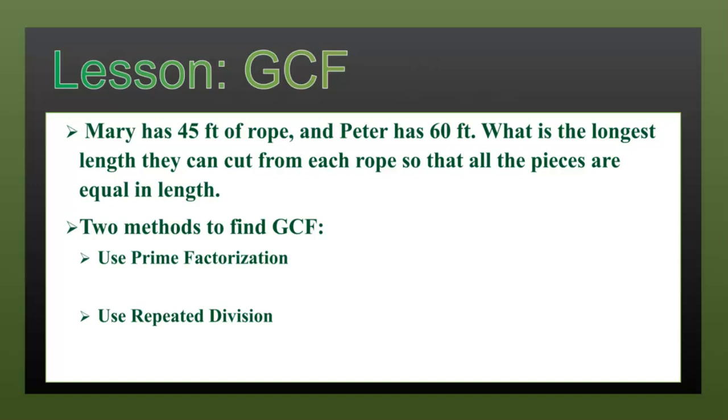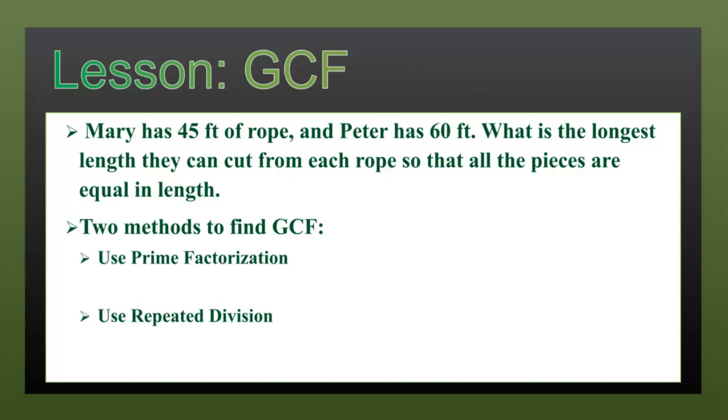So Mary has 45 feet of rope and Peter has 60 feet. What is the longest length they can cut from each rope so that all the pieces are equal in length? I'm going to show you two methods you can use to help find the greatest common factor. So the first method would be using prime factorization.